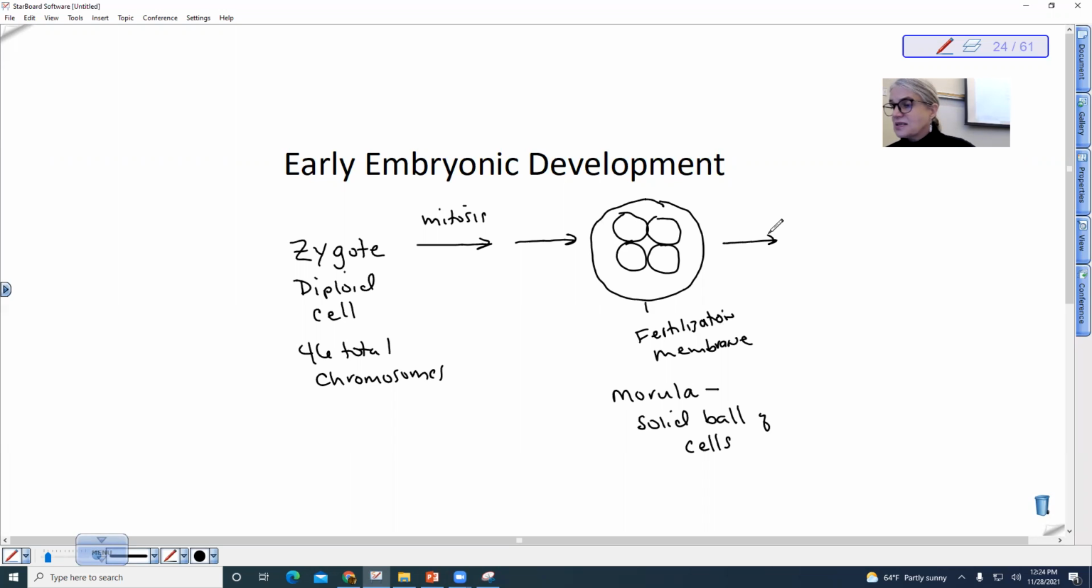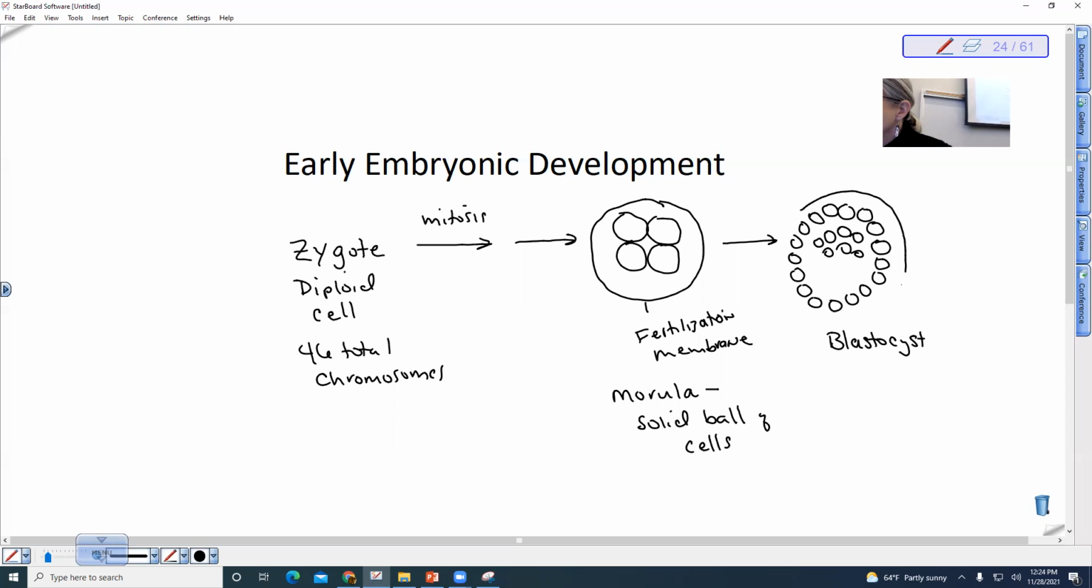or a blastocyst. So I'm showing it here two-dimensionally, but we have this hollow ball of cells. And then on the inside, we have cells located right here. Sometimes you hear it called a blastula or a blastocyst. I think your book uses blastocyst because it is hollow and it is fluid filled. So this can still be in that fertilization membrane initially, but this is the stage where it's going to break free from the fertilization membrane.